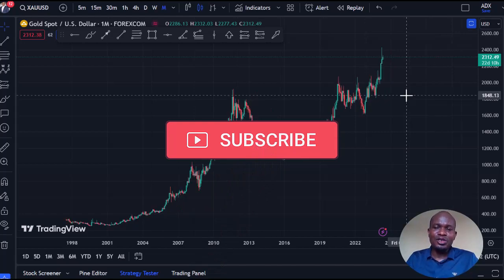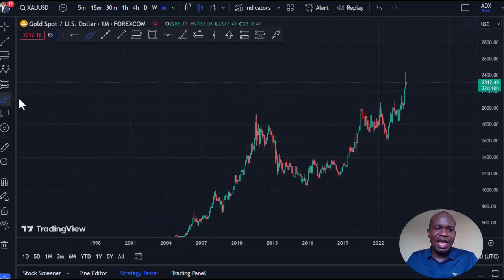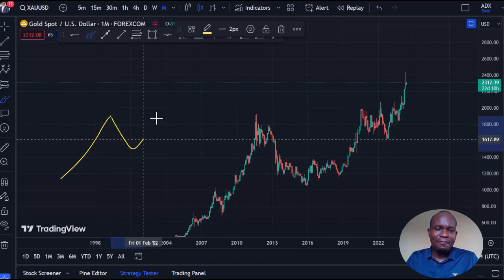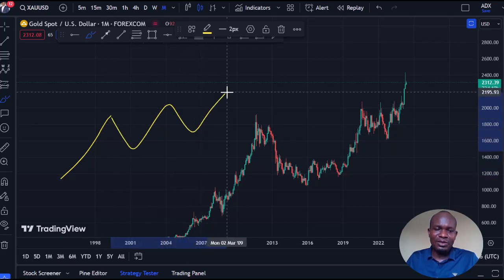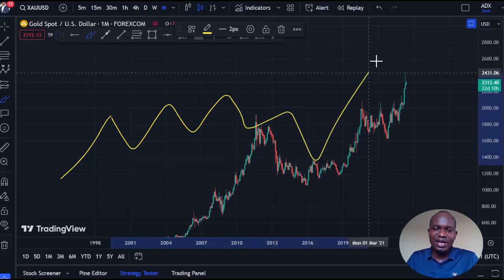Now, the first thing we need to do is mark out our pattern, because Elliott Wave has established that every market moves in 5 waves: impulse, correction, impulse, correction, impulse, after which it has a 3-wave corrective structure before it continues.